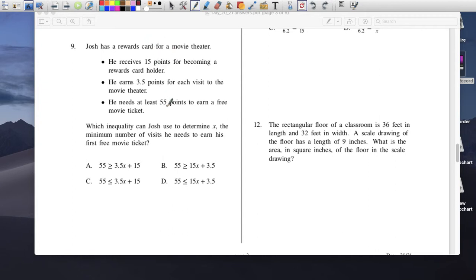So he needs 55. We want to set up an inequality to see how many more points he needs to get a free movie. So we know so far he has 15, right? Because he got 15 bonus points for opening the card.